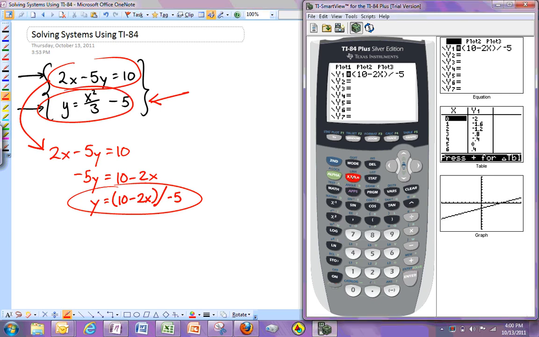And I'll hit the x button. Remember the x button is the special button up here. And then square it. And so you can square it two ways. You can hit that caret symbol squared. Or, let me do it again. You can also do x and then hit this button over here. That's a shortcut for squared.